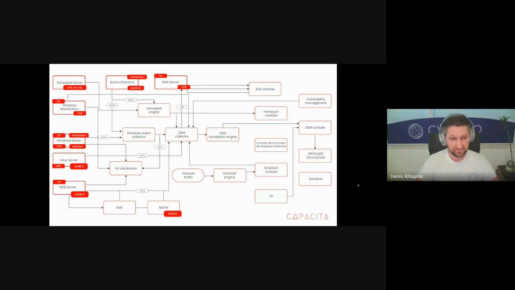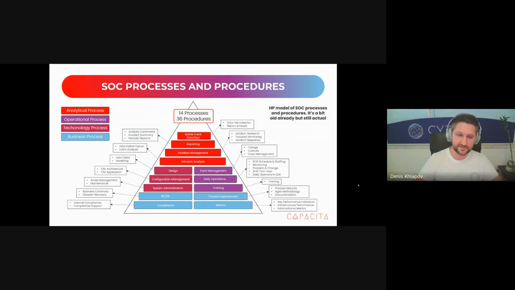Of course, here on this slide, you can see a generic approach of collaboration between some security tools. But is it a SOC? Definitely not. But why? Let's take a look at the scheme which HP presented as their understanding of SOC framework. And here you can see that there are quite a lot of processes. And of course, SOC is not just the tools. It's first of all people and processes.